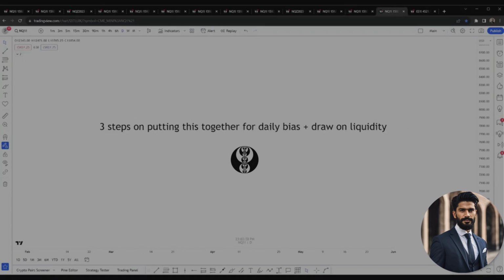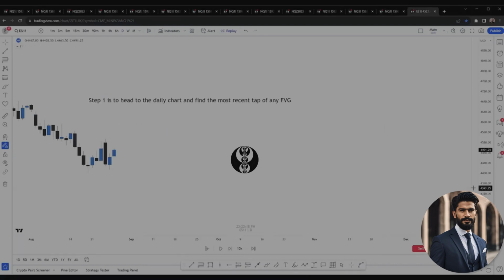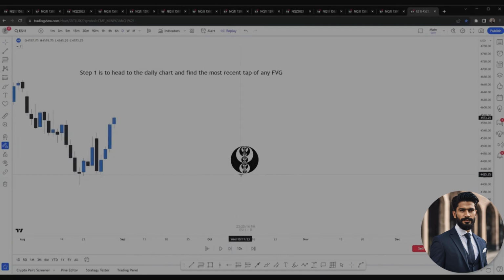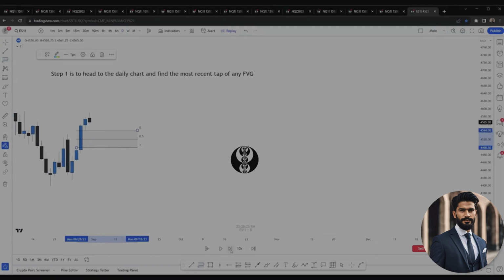Now, let's go ahead and get started on step 3, which is the 3 steps on how to put this together in a mechanical way to establish bias and find your draw on liquidity. So, step 1, you're going to head to the daily chart, wait for a fair value gap to form, and watch for the most recent tap. So we're going to mark out this fair value gap right here.